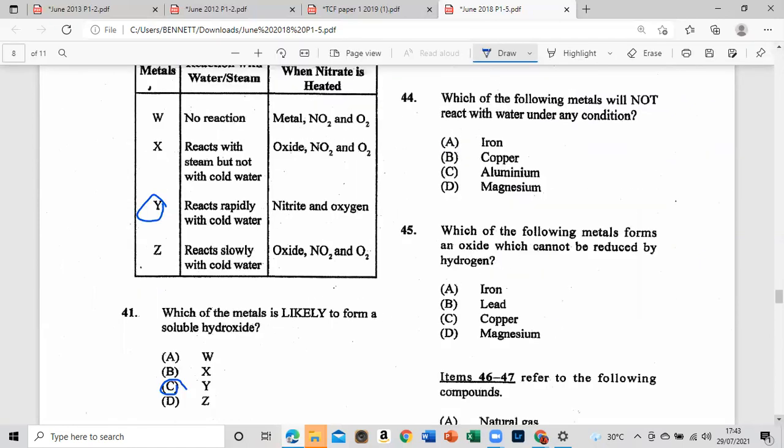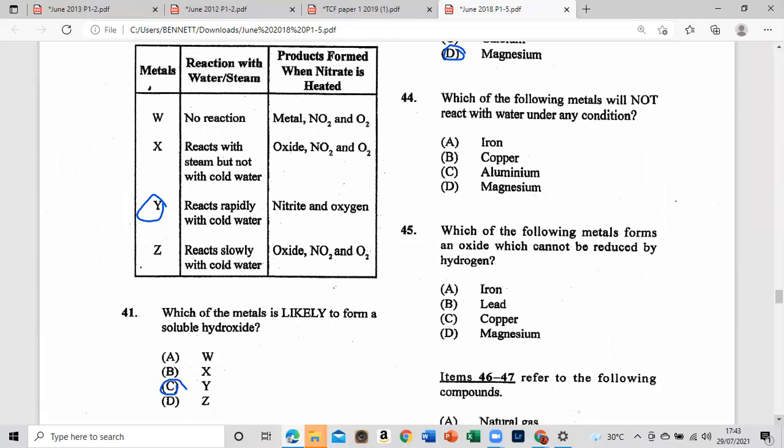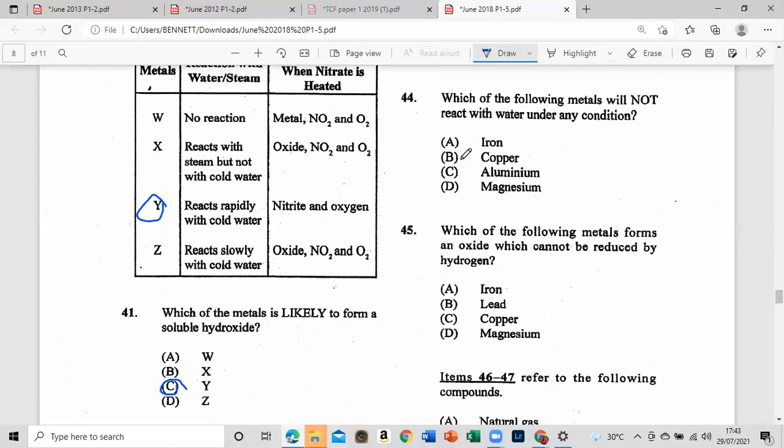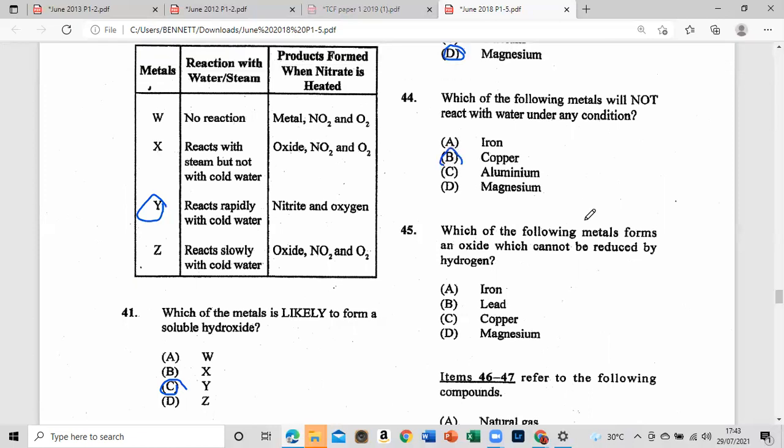44. Which of the following metals will not react with water under any condition? Is it iron, copper, aluminum, or magnesium? And it is copper. Too many people are dying from copper.